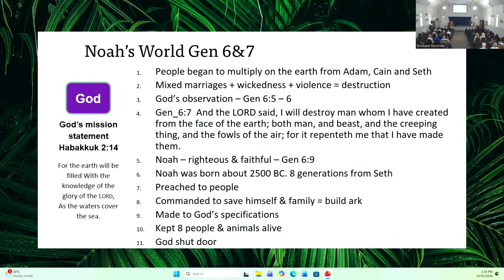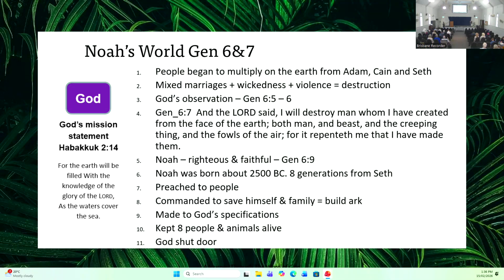So fast forward about 2,000 years from this fall in creation, and we come across a character in Scripture called Noah. You can read for yourself in Genesis 6 and 7, conditions in the earth were the exact opposite to what God's mission statement was. The earth was completely filled with just sin. God wasn't acknowledged at all.